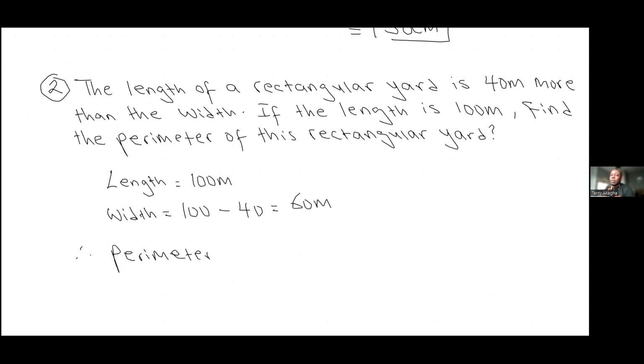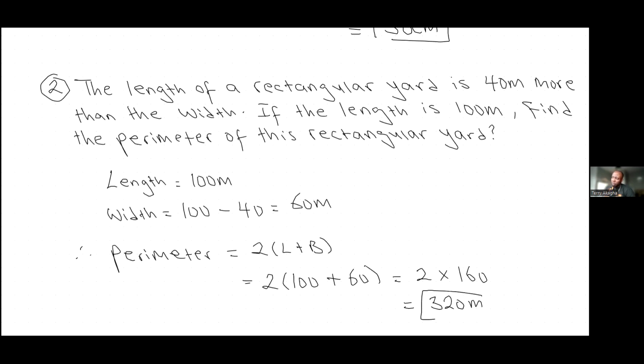Okay? So now with this, we can find the perimeter. The perimeter is going to be equal to 2 into bracket L plus B. And that will give us 2 into bracket 100 plus 60, which equals 2 times 160. And this is going to give us 320 meters. All right, and that is it. So you can see we can get that as well.